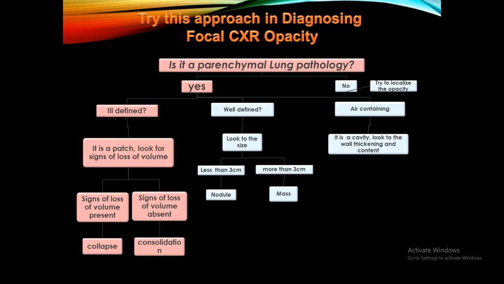Let's try this approach in dealing with the focal chest X-ray opacity. If you have a parenchymal lung pathology and it is ill-defined, it means you are having a patch. The next step is looking for the signs of loss of volume. Absent means consolidation. Present means collapse. The next step is localization of the lesion. If you can localize the lesion to the lobe from the PA chest X-ray, this is very good. If you cannot, you may also need a lateral chest X-ray.